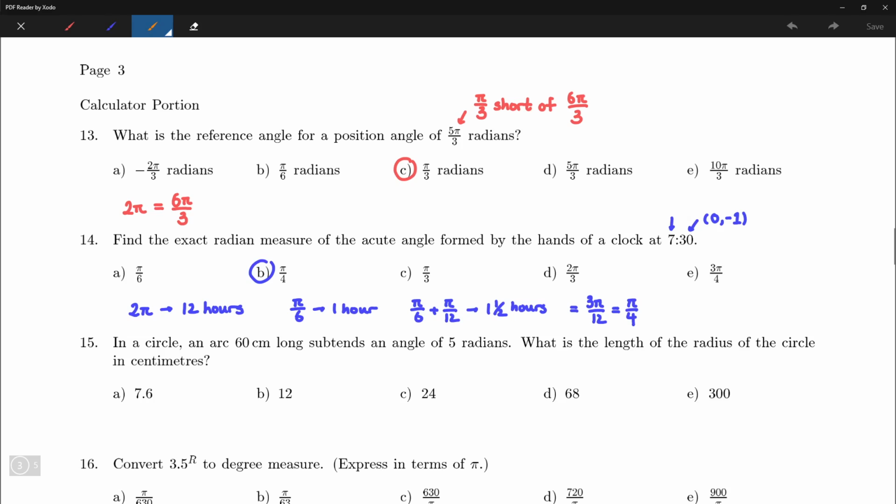Okay, next question. A circle has an arc of 60 centimeters that subtends an angle of 5 radians. So we're going to use the arc length formula. A is equal to r theta. We know the arc length is 60. We don't know the radius, we have to find it. Here's r. And then we know that the angle measured in radians is 5. So the radius is then simply going to be 12. So the answer is B here as well.